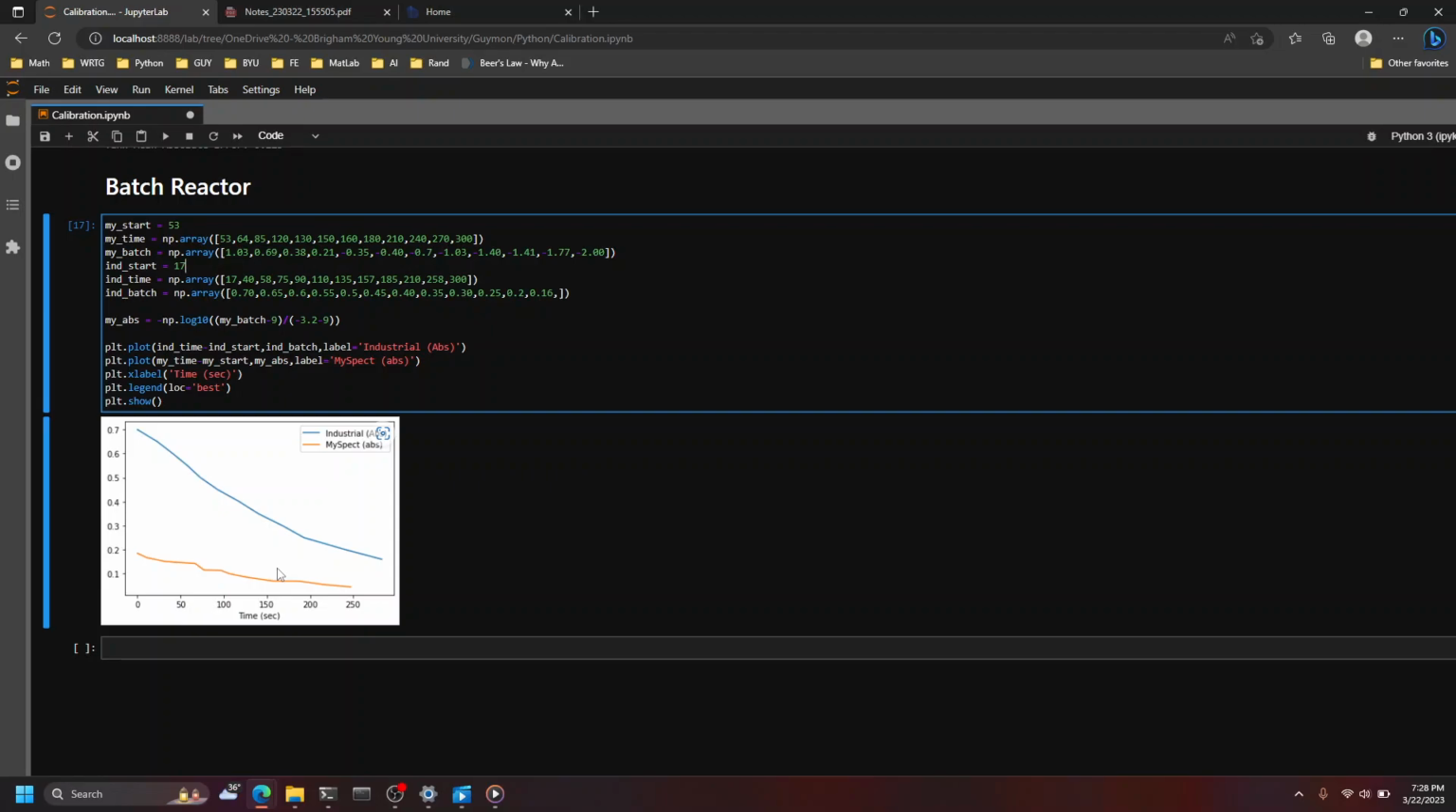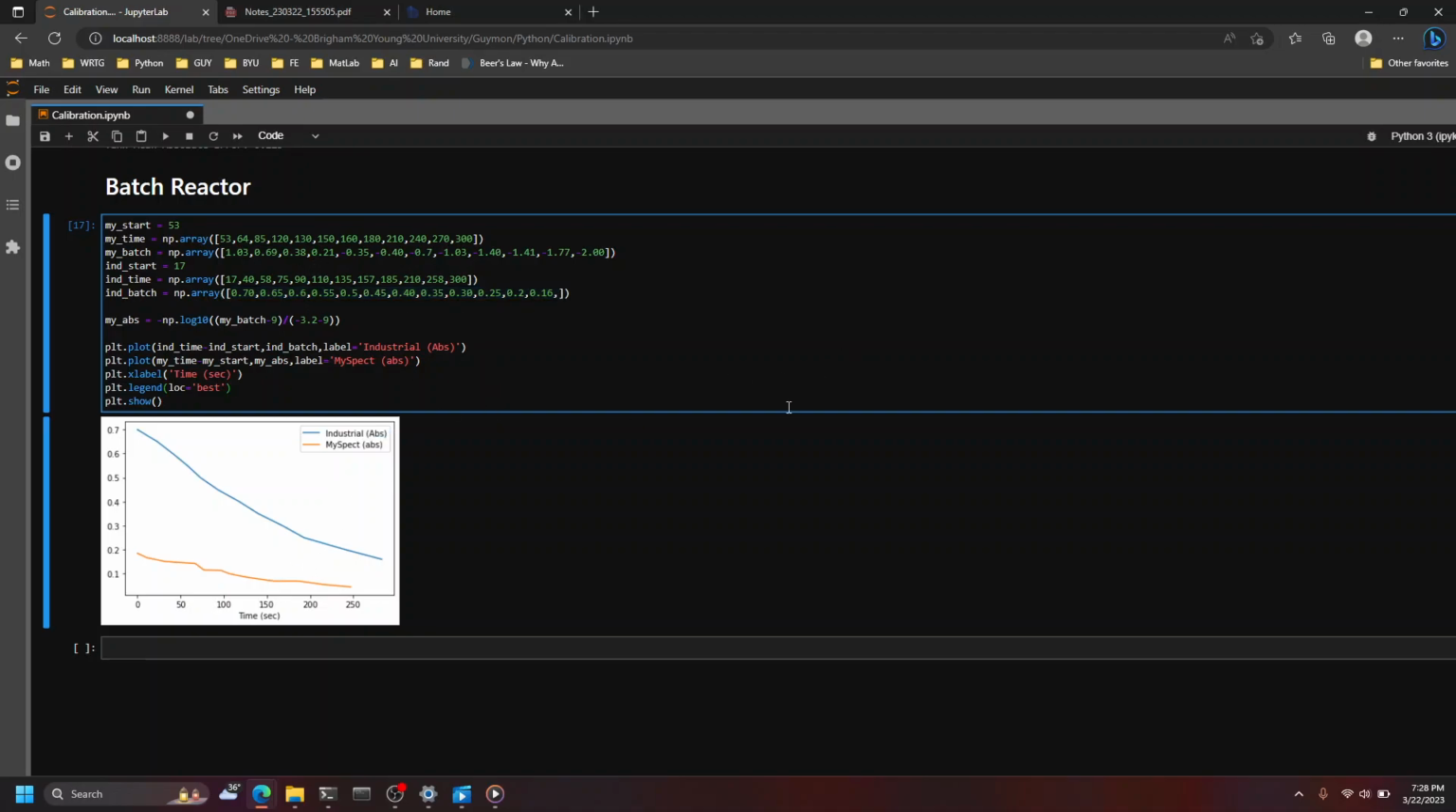Hence why it appears to be a more straight downward curve compared to mine, which seems to be more of a straight line going horizontal. They are both going down. You can see the voltages here, and then you can also see the absorbance here over time.